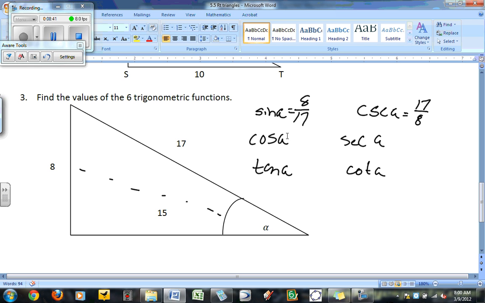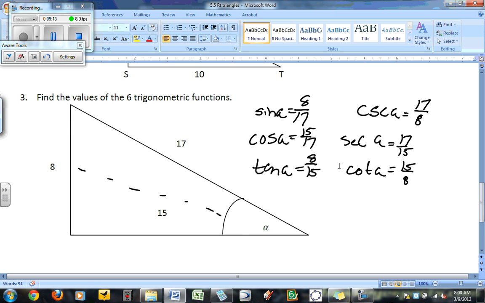Cosine of alpha, cosine is adjacent all over hypotenuse, so 15 all over 17. So that means the secant is 17 all over 15. And tangent of alpha would be opposite over adjacent, 8 over 15. And the cotangent then would be 15 all over 8. And then if we wanted to find alpha's angle measure, for each one of these, if we did the sine inverse of 8/17 or the cosine inverse of 15/17, we'll get the same angle measure for each one of these. It will not matter which one we do.